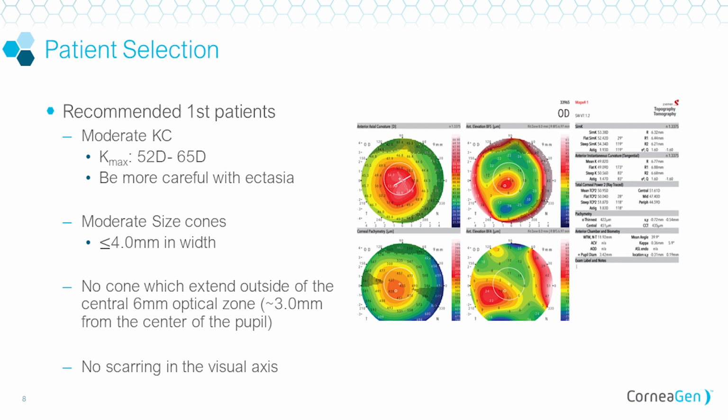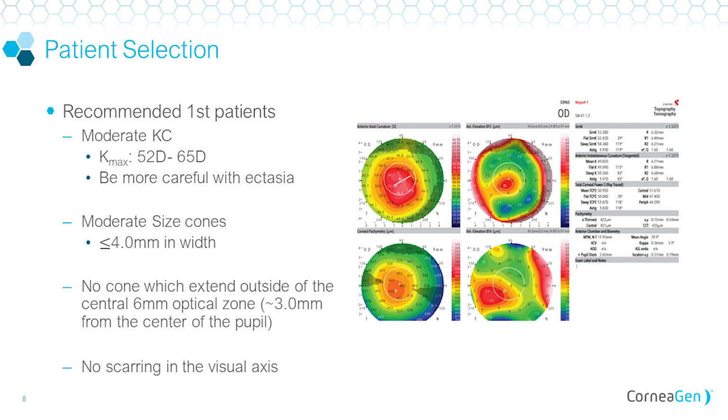Who are the first patients that you should treat? Well, we've been treating patients, as we'll see in our clinical trial, who have both marked or moderate or mild KC. But the recommended first patients are those with moderate KC, somewhere between a Kmax of 52 and 65, with moderate cones that are not too big and, importantly, not too inferior.